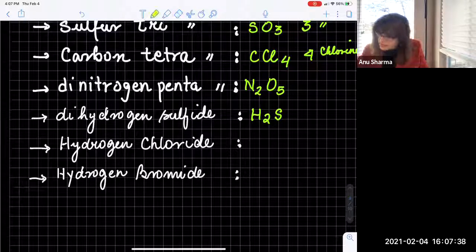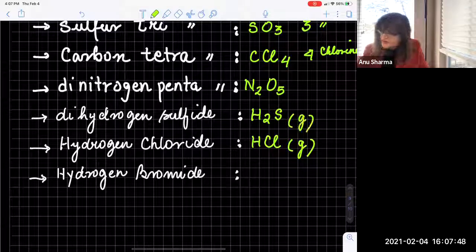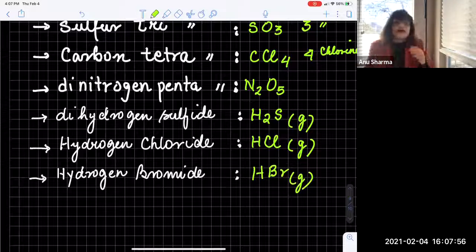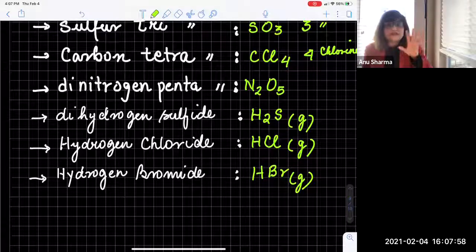Yeah. So here is your hydrogen chloride. And this is a gas. It's very important. This guy is also a gas. Hydrogen bromide, HBr, and gas. So when we say hydrogen bromide, it's in a gaseous state. But when we say hydrobromic acid, that means it's in the aqueous state.